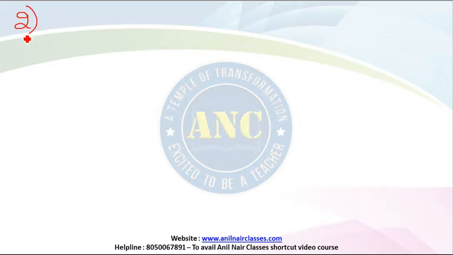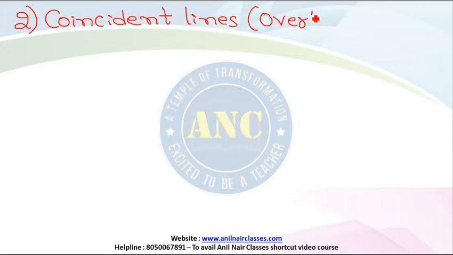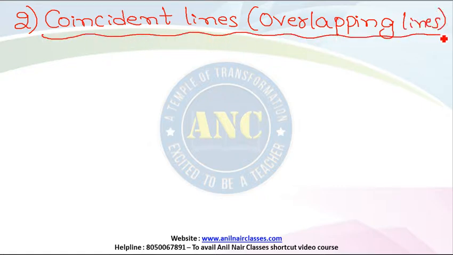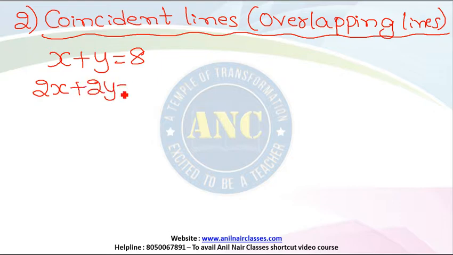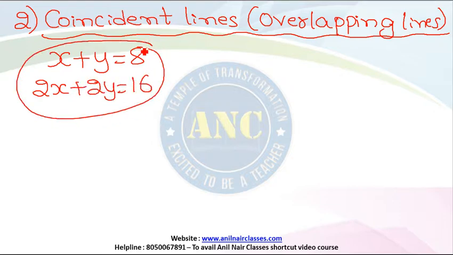Next, second type of line, it is called as coincident lines. They are called as coincident lines, or they are also named as overlapping lines. That means in simple language, let me explain you in the way you understand it. Suppose the equation of the first line is x plus y is equal to 8. I will multiply the entire equation by 2. The second line equation becomes 2x plus 2y is equal to 16. Can I say that these both are same, right? These both are absolutely the same thing.